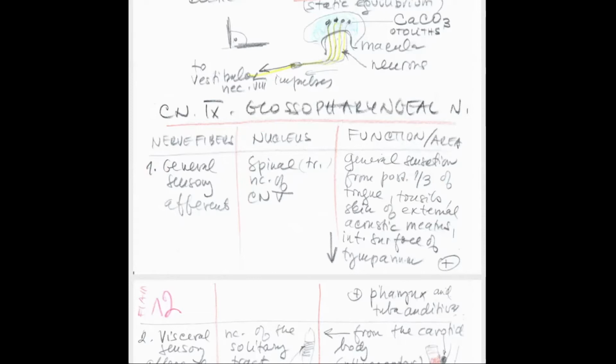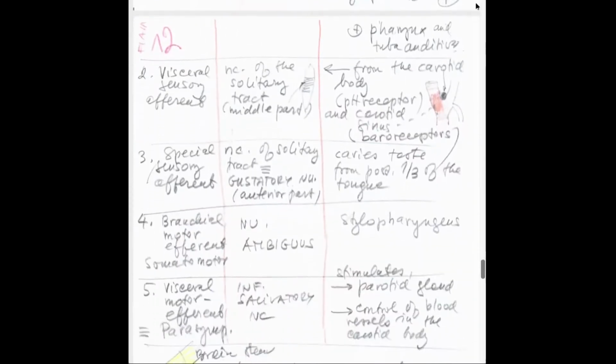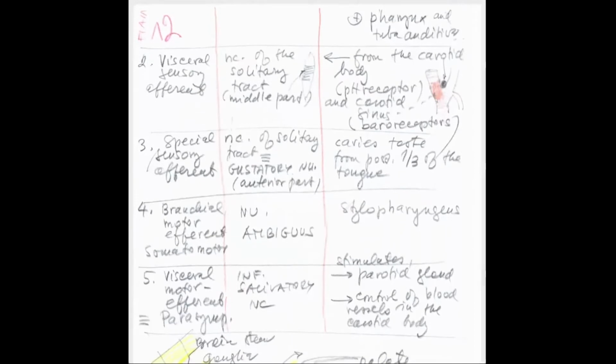So next page. Excellent. And also it was the pharynx and tuba auditiva. So the second type of fibers are visceral sensory, again afferent. They pass to the nucleus of the solitary tract.